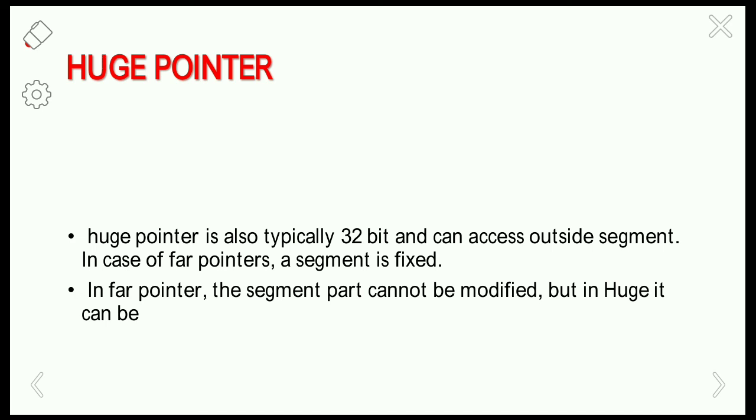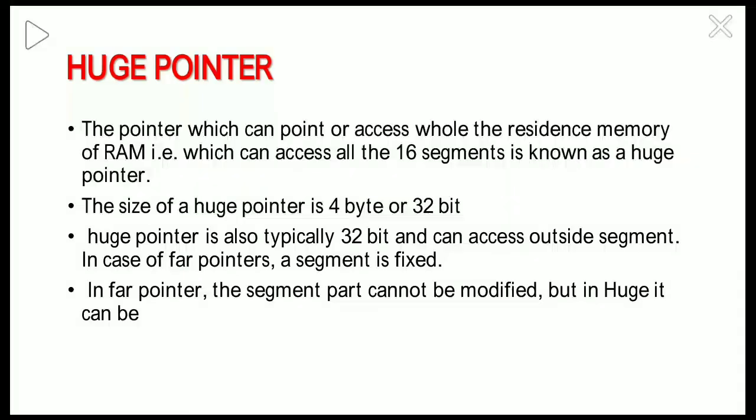So next one is the huge pointer. A huge pointer is also typically 32-bit and can access outside the segment. In the case of far pointers, the segment is fixed, but in the case of the huge pointer, it can access the entire segment of the RAM. In a far pointer, the segment part cannot be modified, but in a huge pointer, it can be modified.